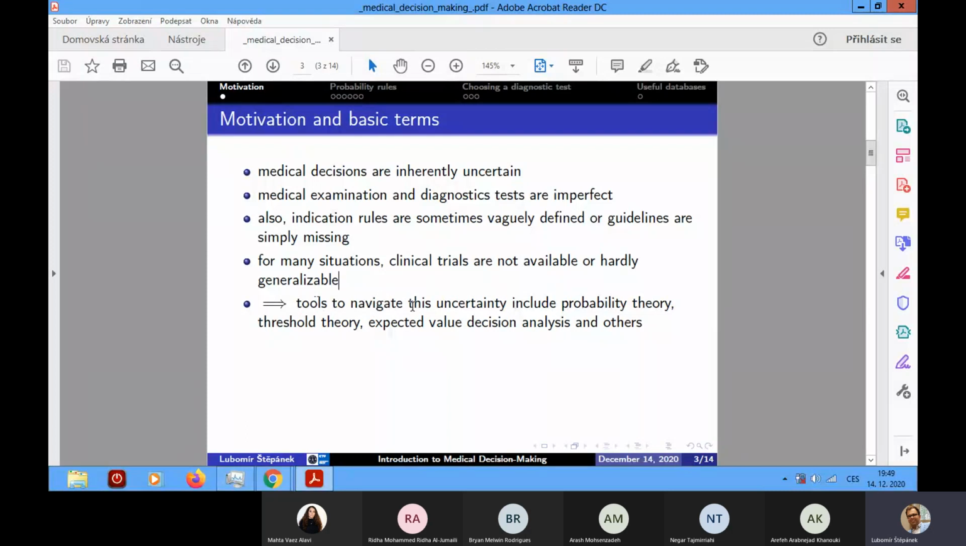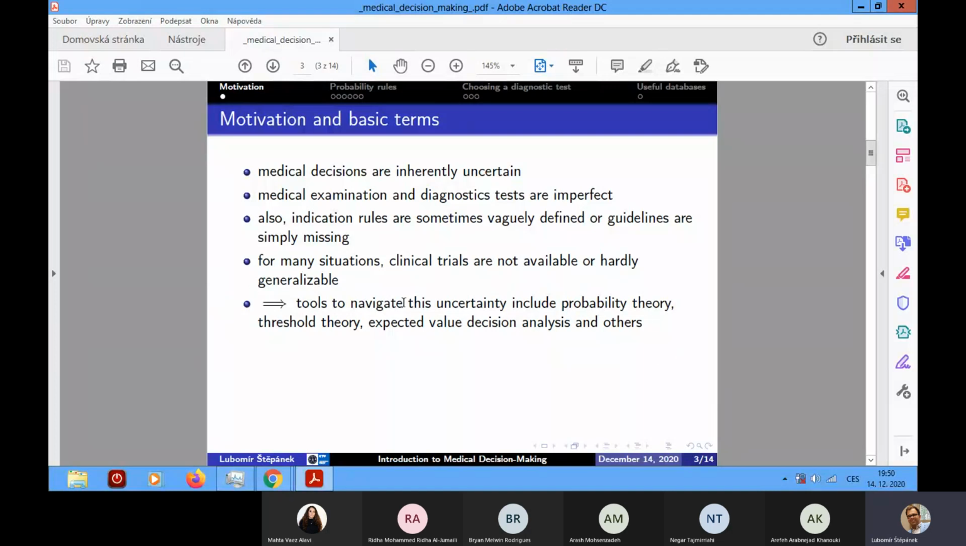There are some tools we should know about, and they include some apparatus like probability theory. And one more thing, don't be scared by these more mathematical probability terms, because I'm going to talk about it, but not in such a deep way. So don't worry. So probability theory, threshold theory, explicit value decision analysis, and some others. I'm going to talk about some of them because I just went through some interesting papers, and I just try to extract important pieces of knowledge you should know about, and that's the thing.